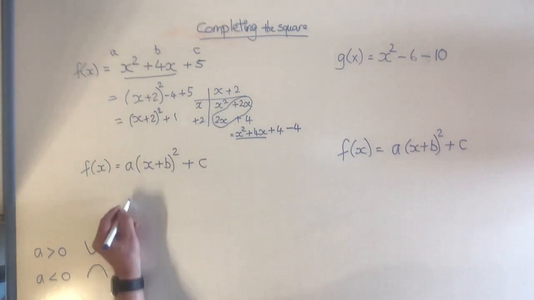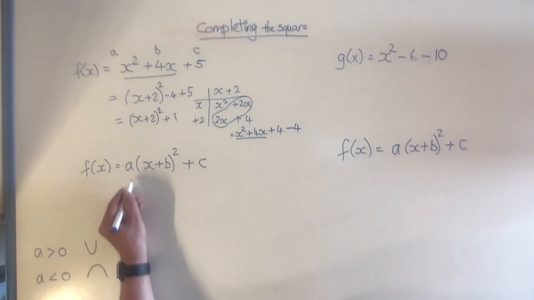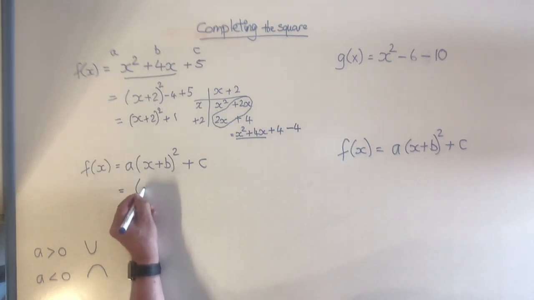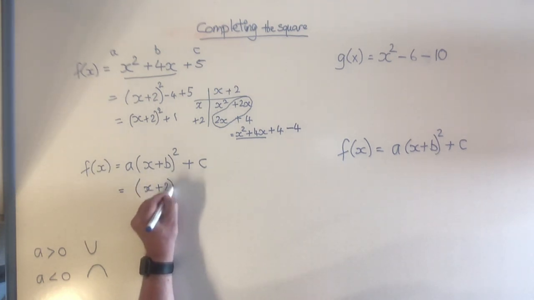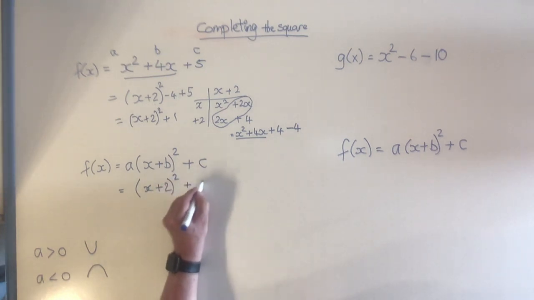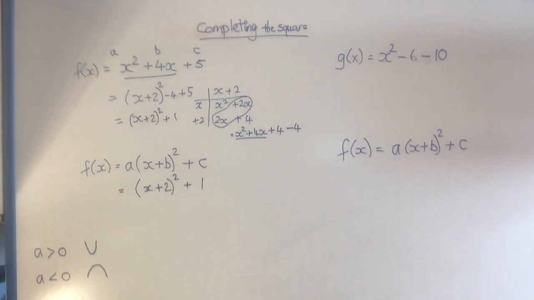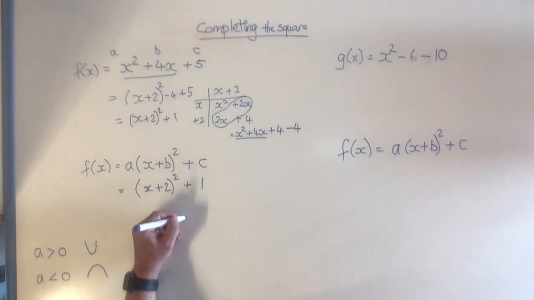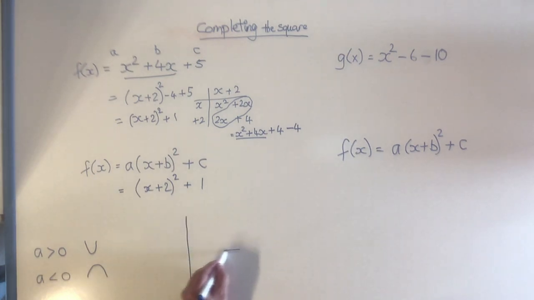So in this format here, if we write it out a wee bit neater, a is 1, so we don't bother putting 1 in: x plus 2 squared plus 1. And now we can easily sketch that. So let's try and sketch it.